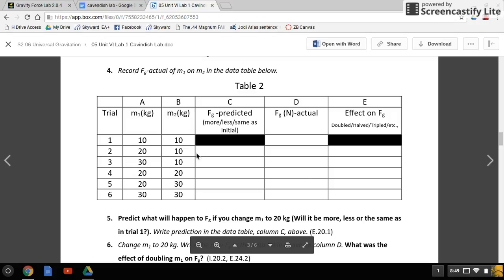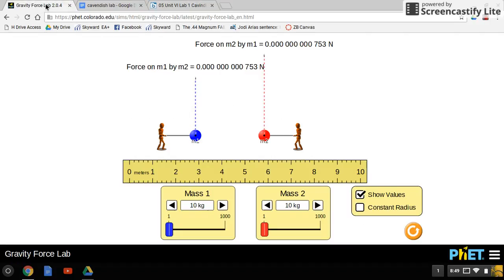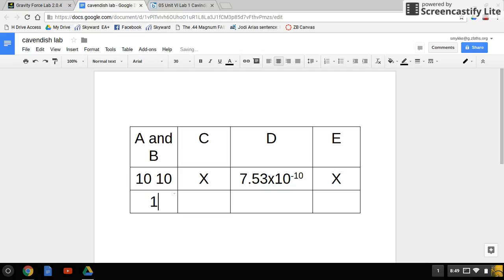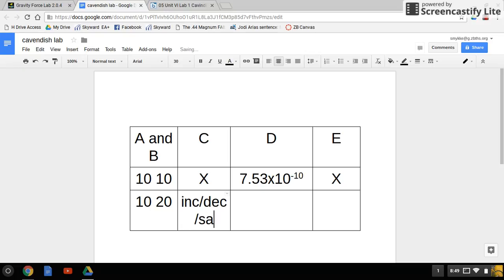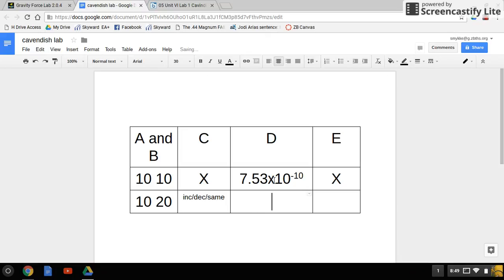So here we go, 10 and 20. So change this one up to 20. Well, first, make our prediction. If I increase the mass, is this number going to get bigger, smaller, or remain the same? So this one is 10 and 20 predicted here. So I want increase or decrease or same. Your choice. Make a guess. There's no right or wrong answer there. All right? So now that you got that done, now let's go and see what actually happens.